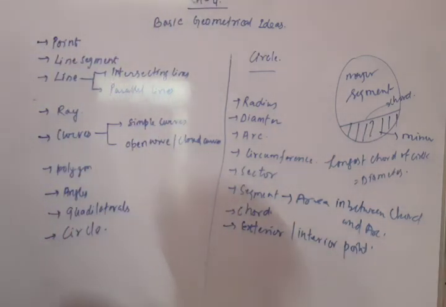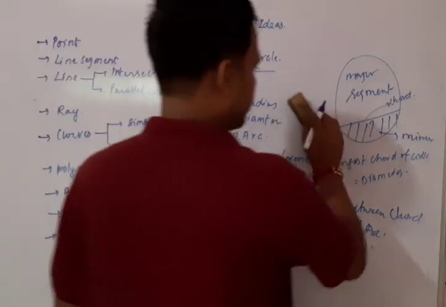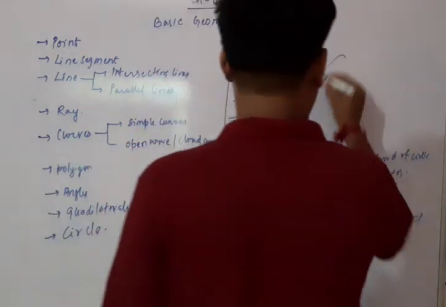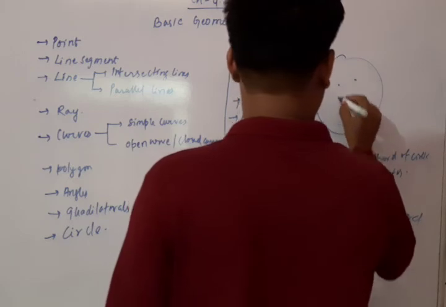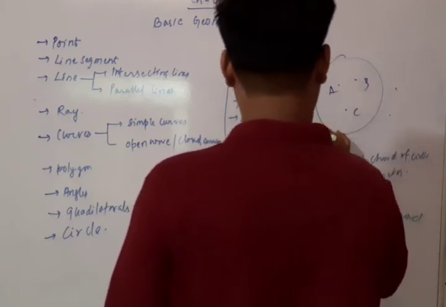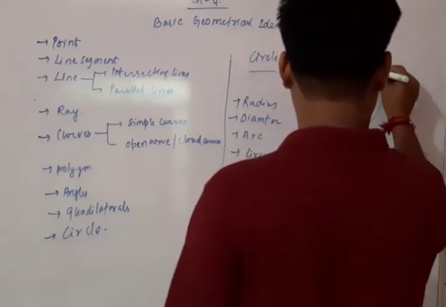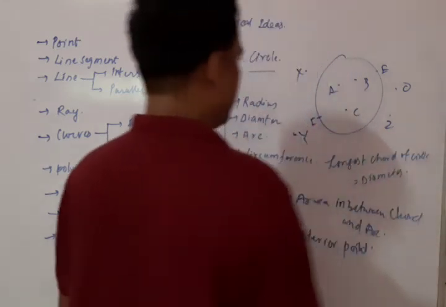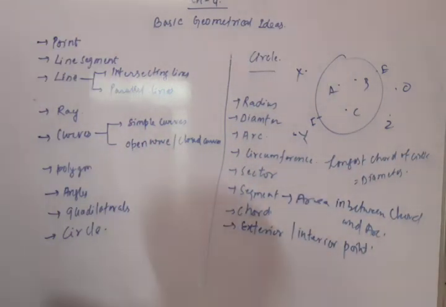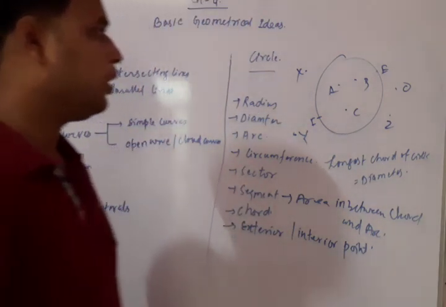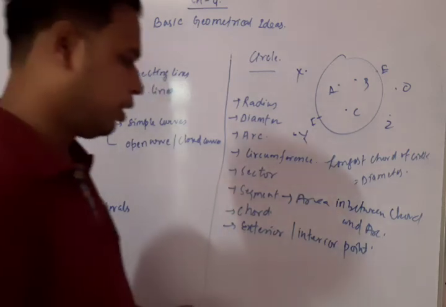Next, exterior and interior points. The point which lies in the interior of a circle is known as an interior point. Points A, B, C, X, Y, Z, O, E, F. See in the figure, A, B, C are interior points, and X, Y, Z, O are exterior points, and E and F lie on the circle.